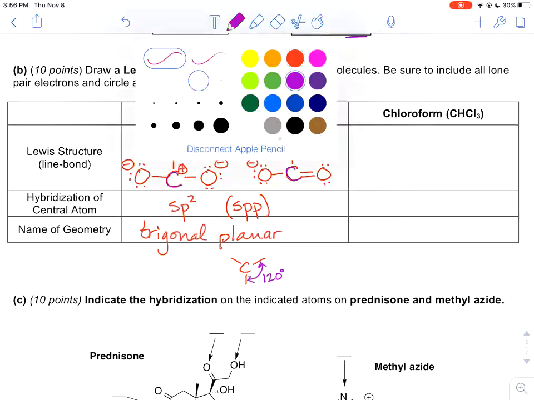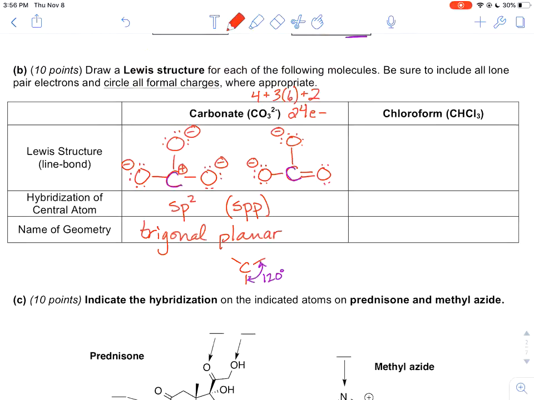The next example is chloroform. We went over this one together in lecture. This has 4 valence electrons from carbon, 1 from hydrogen, and 3 times 7 from chlorine, and we get those from the periodic table. So that's 21 plus 1 is 22, plus 4 is 26 valence electrons.